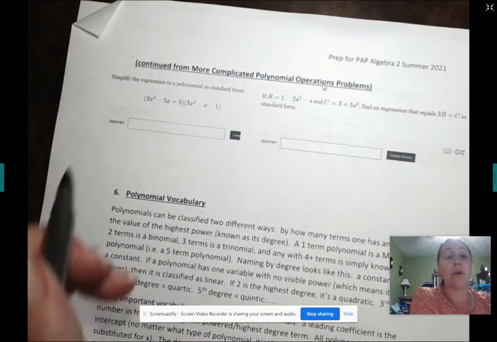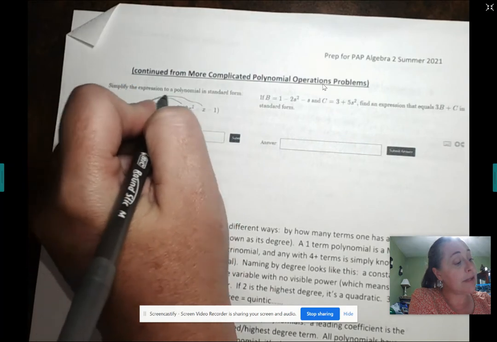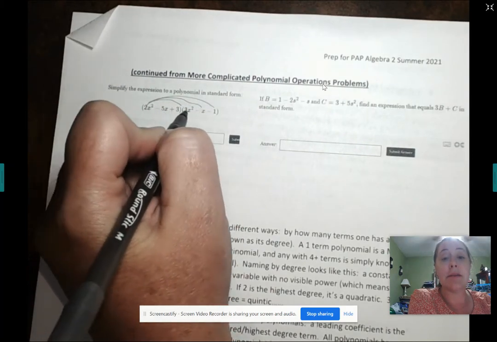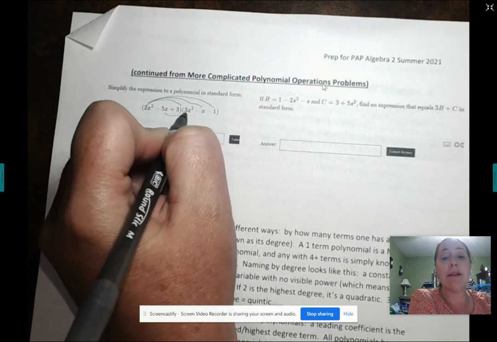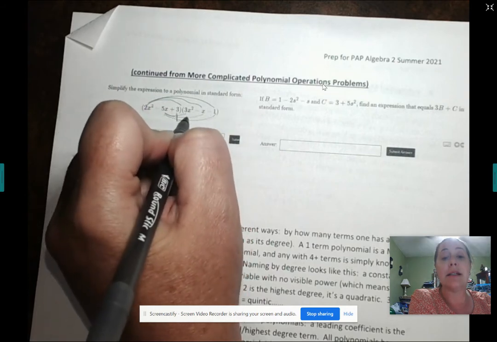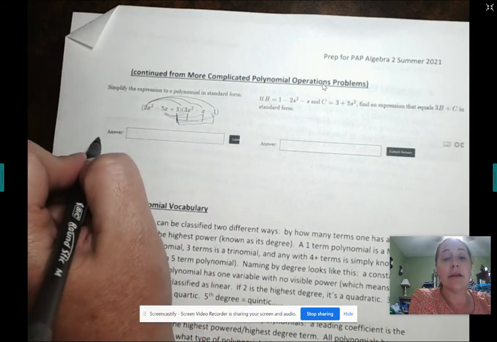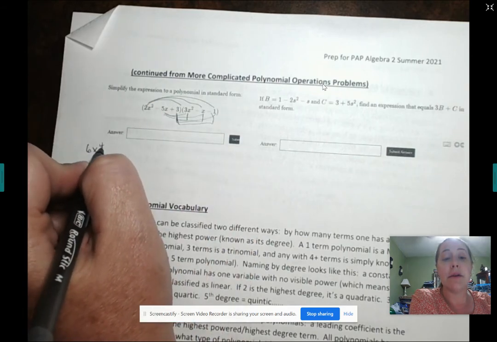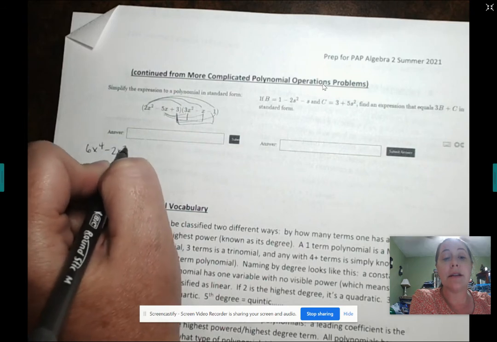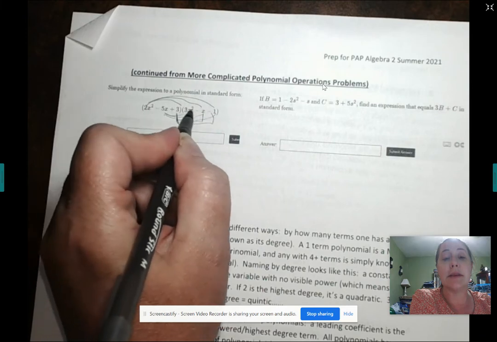Okay, the worst you could be asked to do is multiply 3 terms by 3 terms. So 2x squared times each of these 3, negative 5x times each of these 3, and then 3 times each of these 3. So that would be 6x to the 4th minus 2x to the 3rd minus 2x squared. That's the 2x squared times each of these things.